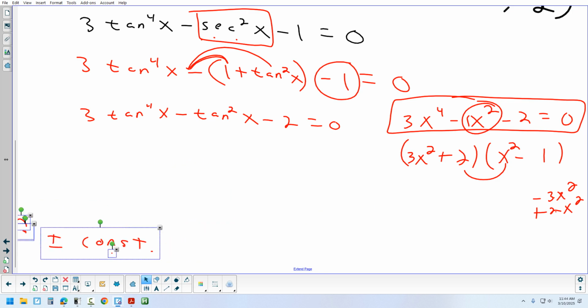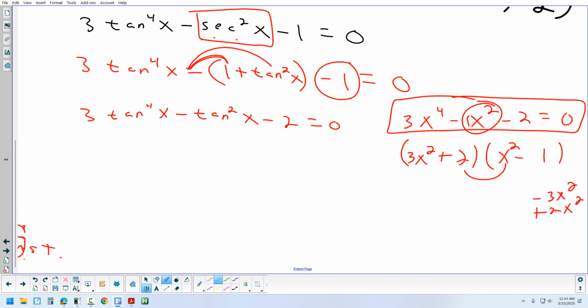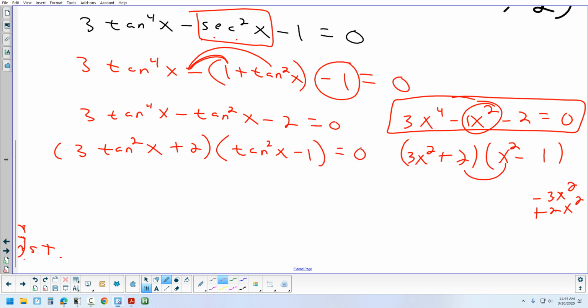I'm just going to move this over here. So we're going to factor it as 3 tan squared x plus 2 and tan squared x minus 1. Now what do you do with each factor? Yep, set them equal to 0. So we have 3 tan squared x plus 2 equals 0, and tan squared x minus 1 equals 0.